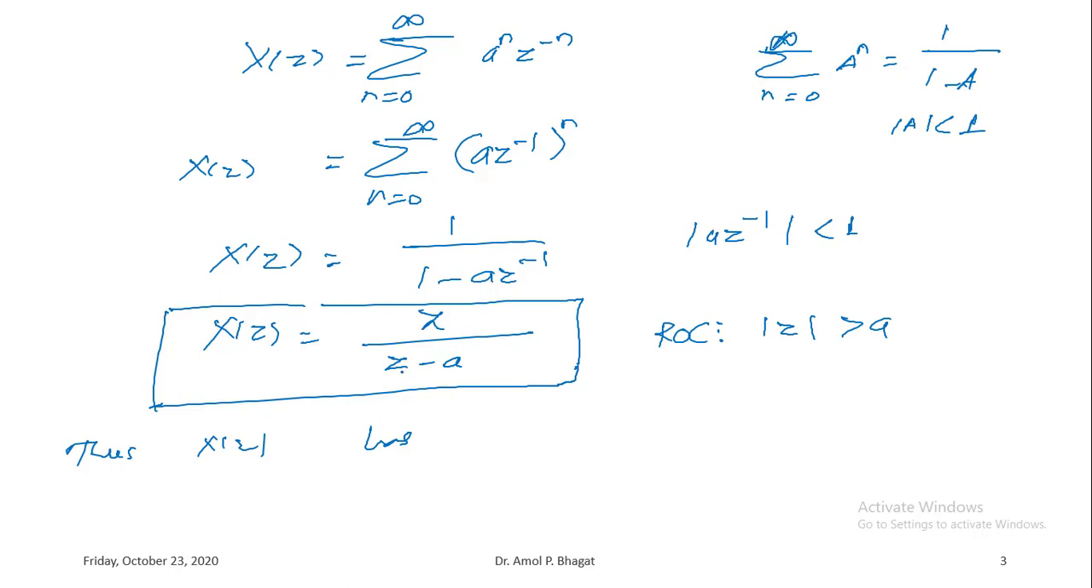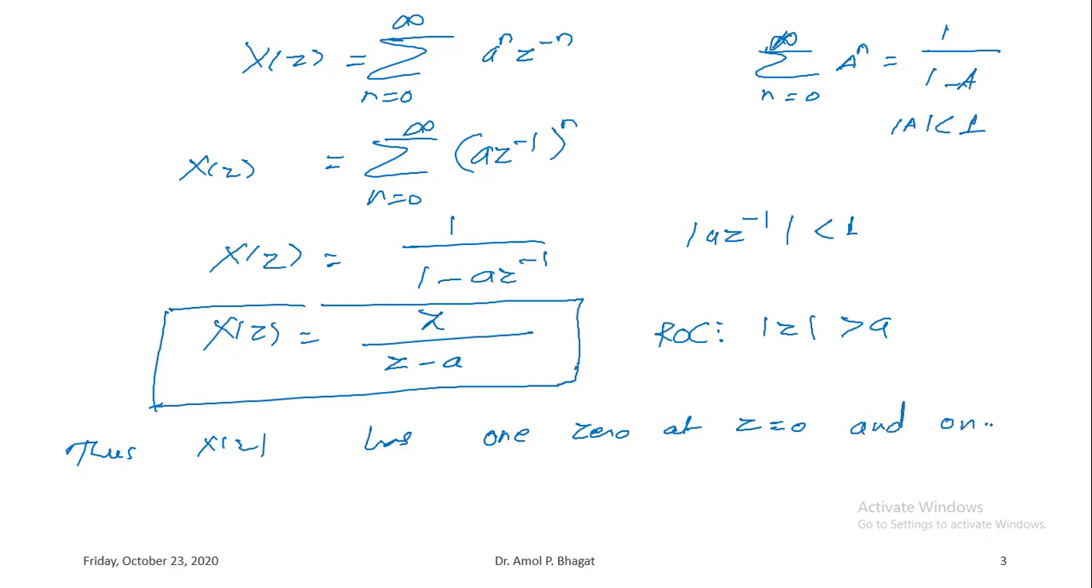And if I'm substituting z is equal to a, then a minus a will be 0, so 1 upon 0 will be infinity. So it will have a pole at z is equal to a. Thus X of z has one zero at z is equal to 0. If I'm substituting z is equal to 0, this will be 0, right?